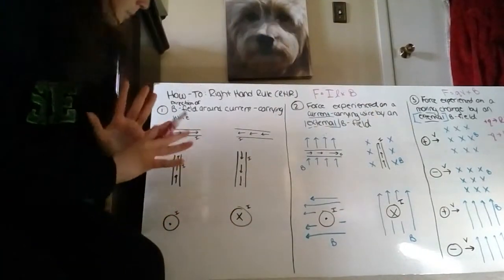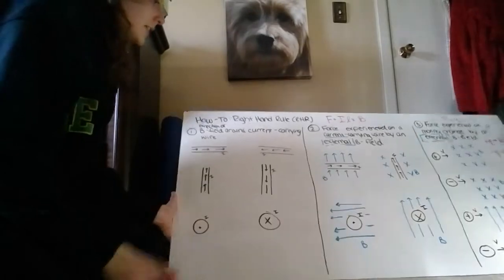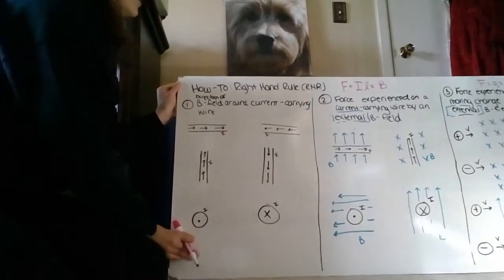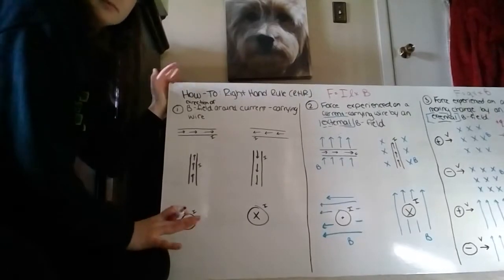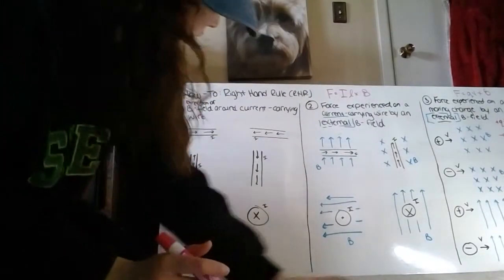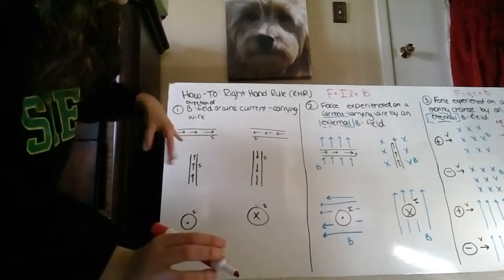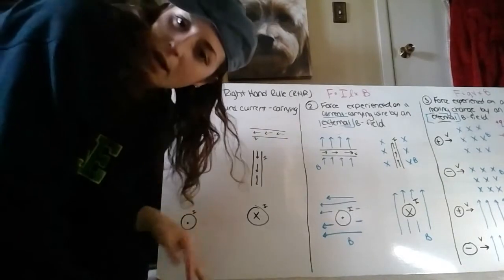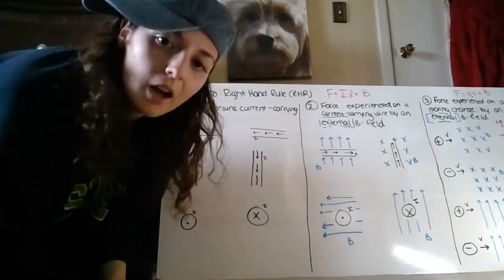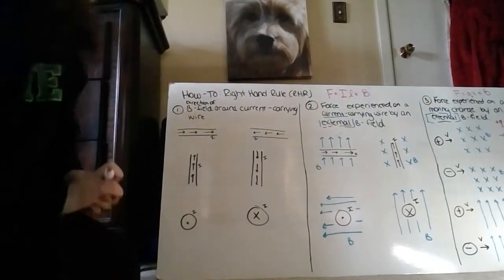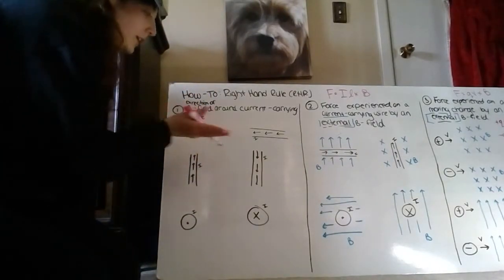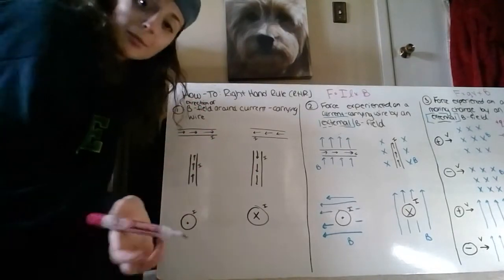So first up, we're going to determine this, the most basic right-hand rule. Start with the basics, right? All right, so here we have different current carrying wires. Last class, or a couple classes ago, we should have gone over different magnetic field symbols.